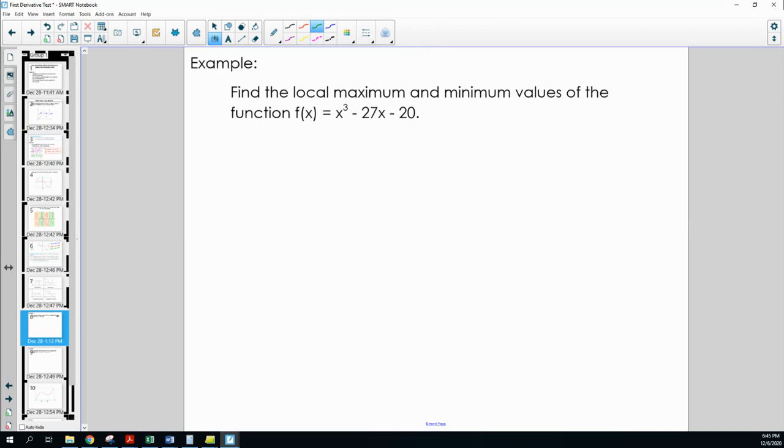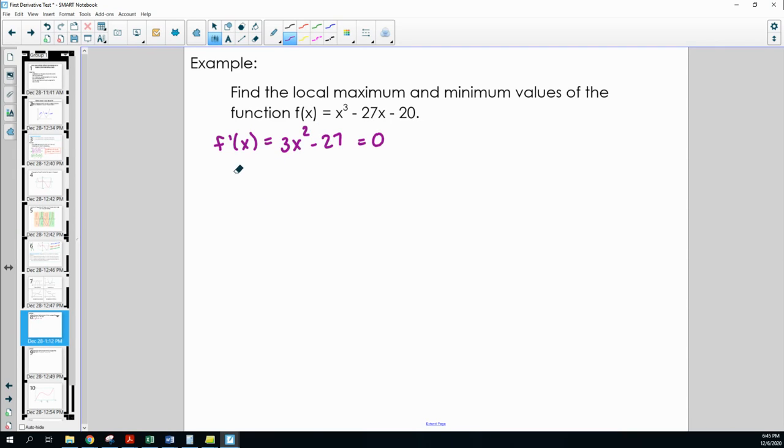Okay, so we're going to utilize this first derivative test. So find the local maximum and minimum values of this function here. Okay, so the first thing we want to do is we need to figure out our critical values. So we're going to take the derivative of this and then set it to 0. So we have 3x squared minus 27. Okay, so I'm going to set this equal to 0. Since this is a polynomial, I'm not going to have any place where the derivative does not exist, so I don't have to worry about that.